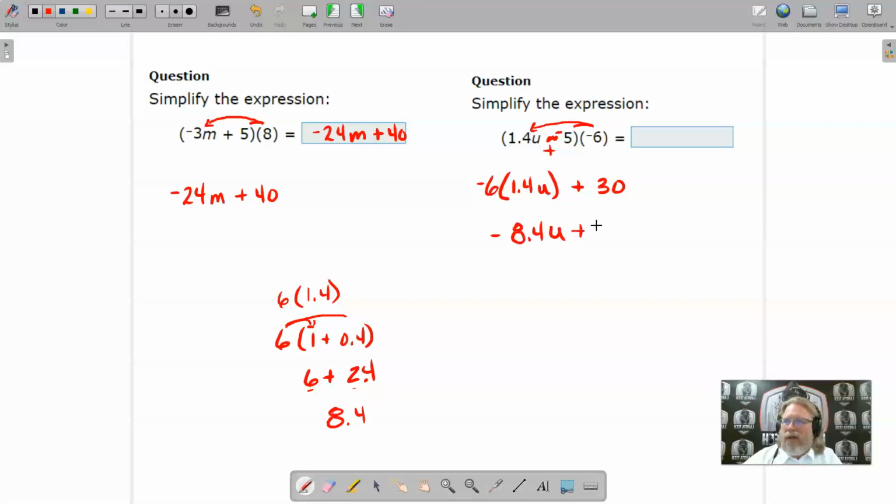8.4u plus 30 would be the final answer. So negative 8.4u plus 30.